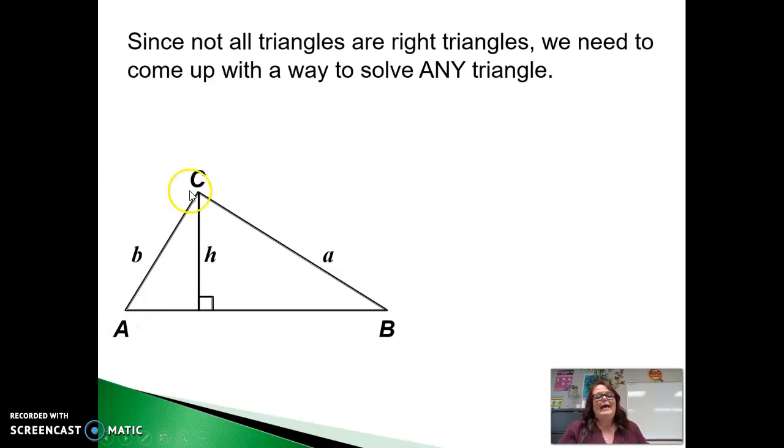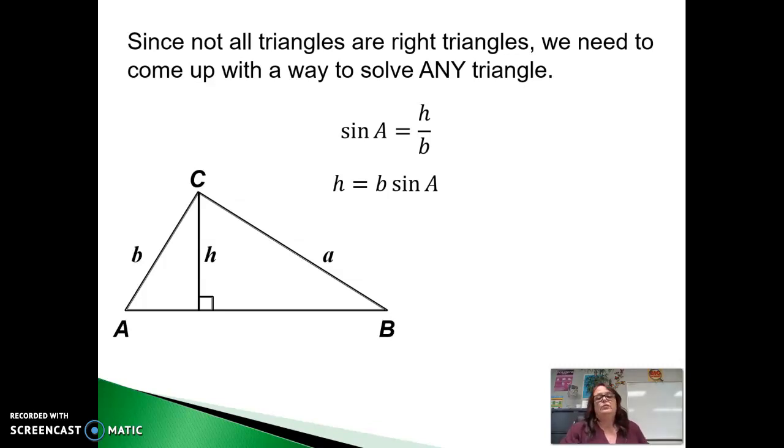So what I'm going to do is add in this height. And by adding this height, I've created two right triangles. So I have a right triangle on the left with a leg of h and a hypotenuse of b. And I have a triangle on the right with a leg of h and a hypotenuse of a. So if we ignore this right side triangle and just look at this left triangle, you'll notice that the sine of A is opposite over hypotenuse, and so we get h over b, which means that if I cross multiply, the height is b times the sine of A.